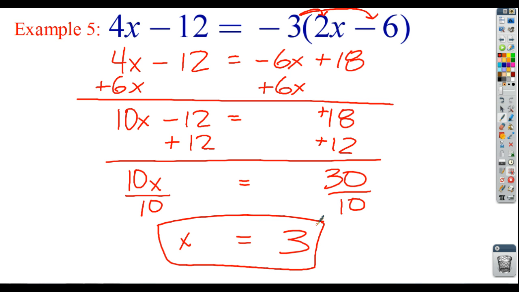When x is 3, it makes the left side equal to the right side. That's what this is saying. In order for this side to be equal to this side, x has to be 3. That's the whole idea here. I'm trying to say the left side and the right side need to be balanced. They need to be the same. It needs to be fair. And the only way that can happen is when x is equal to 3. So that's an example of one solution.